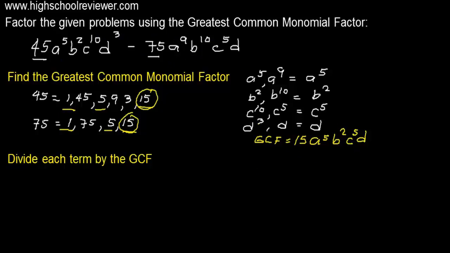So what we need to do is divide each term by the GCF. Let us start with the first term. Our first term, we have 45 a raised to 5, b raised to 2, c raised to 10, and d raised to 3. And we are going to divide this by our GCF. Again, our GCF is 15, a raised to 5, b raised to 2, c raised to 5, and d. And then, let's divide.